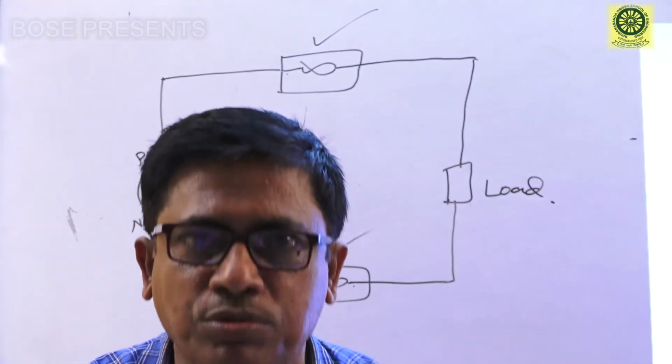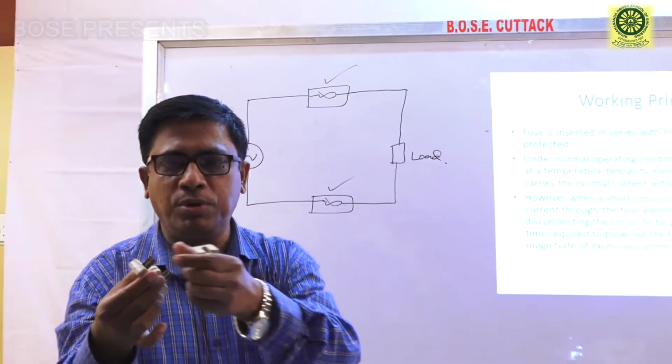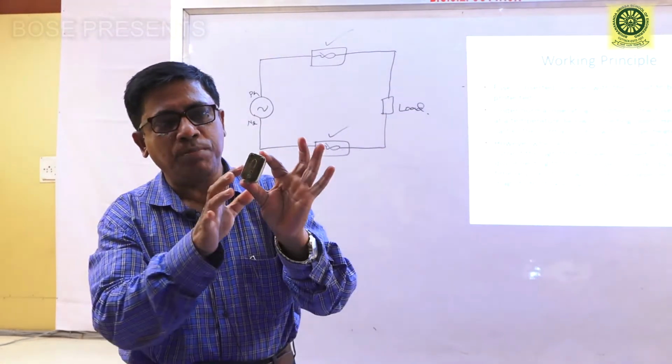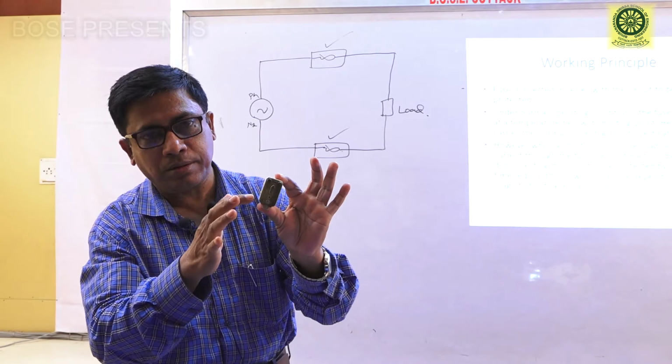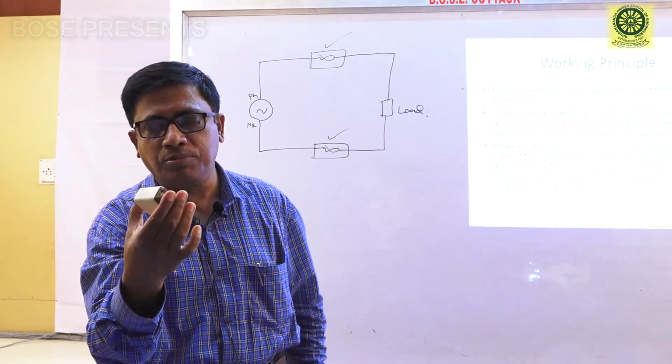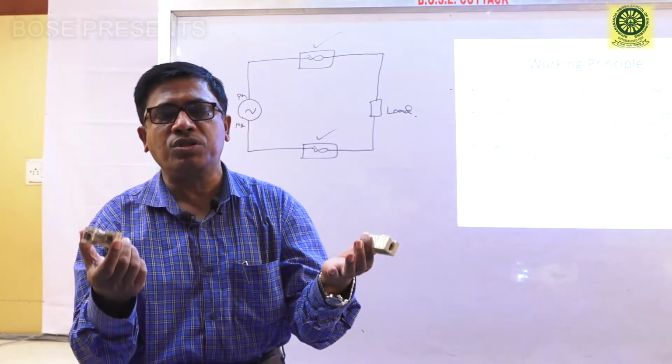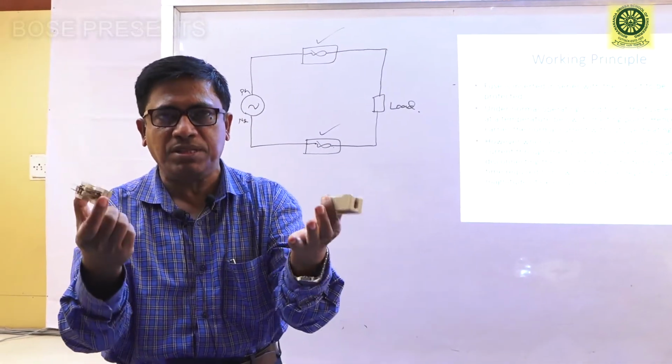This is a KitKat type of fuse. This is where your fuse wire is connected. This is your HRC type of fuse. Actually, fuse wire is inside this element. This is known as the high rupture capacity fuse, and this is known as the KitKat type of fuse, semi-enclosed KitKat type of fuse. Everybody must have seen this fuse.